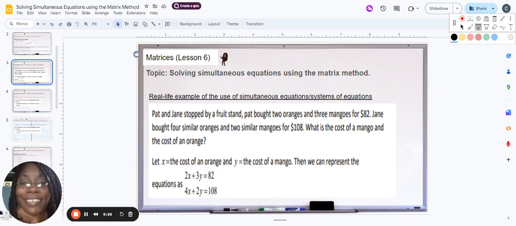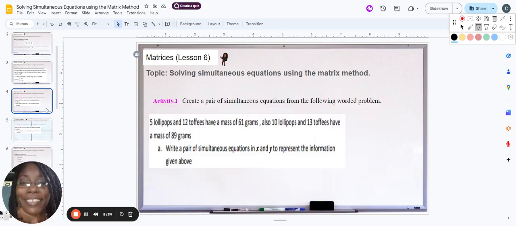Why not take a chance now to see if you can create simultaneous equations on your own given a scenario? So this is the one for you to try. I would like for you to pause, copy the question, and then try. But before you begin to create the simultaneous equation, I would like for you to extract out the statement that says, let lollipops equal to X or Y, and let toffees equal to X or Y, your choice. All right, so pause, copy that question and create your simultaneous equation on your own.